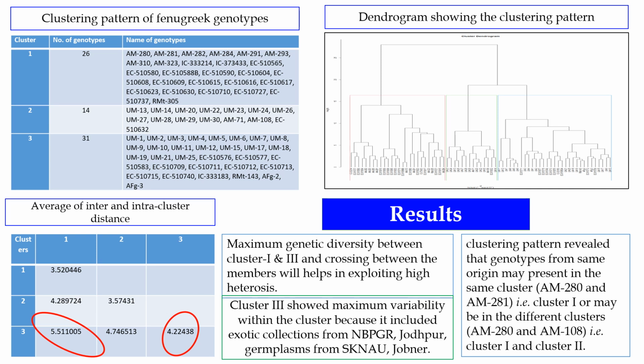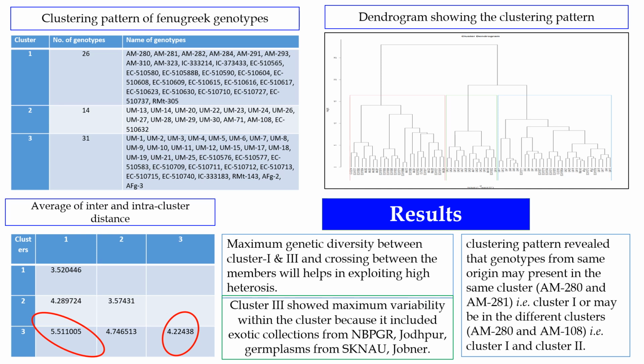Now moving to the results. The clustering pattern of fenugreek genotypes revealed that the study material can be grouped into 3 diverse clusters. The largest one is cluster 3 containing 31 fenugreek genotypes, followed by cluster 1 that contains 26 genotypes, and the smallest one is cluster 2 that contains 14 genotypes. The maximum genetic diversity is present between cluster 1 and cluster 3. So the crossing between the members of these two clusters helps in exploiting high heterosis.